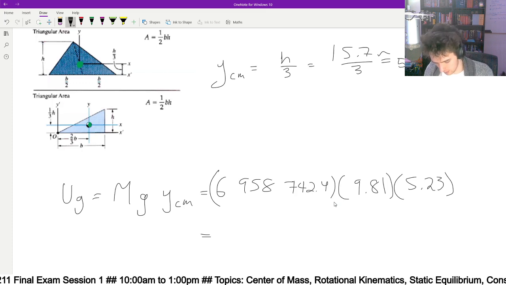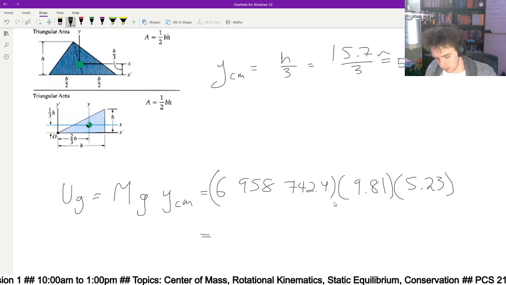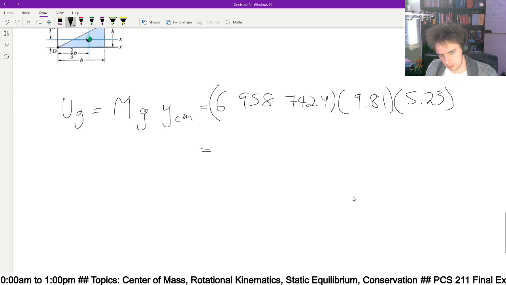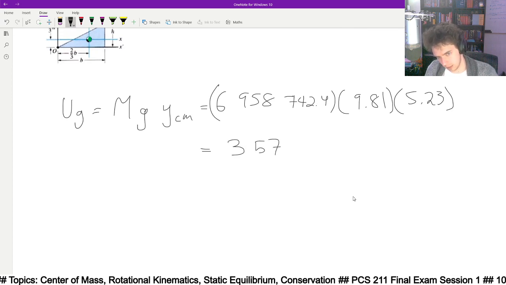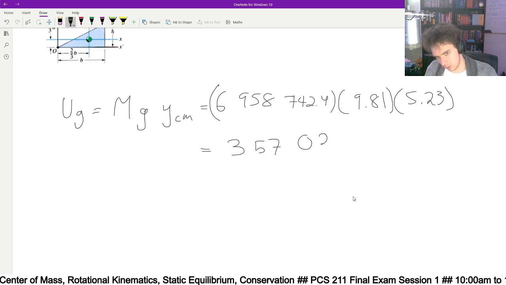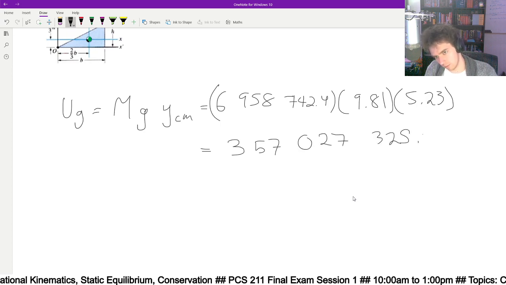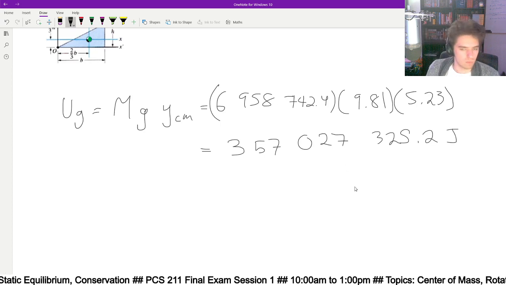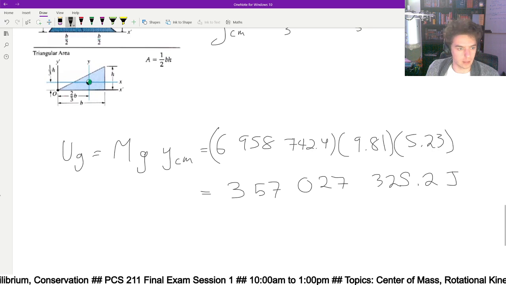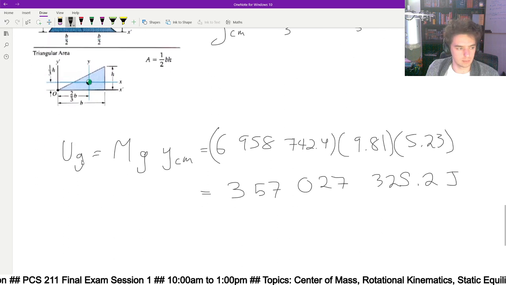6,958,742.4 times 9.81 times 5.23. So I got 357,027,325.2 joules. And that would be the work done, I guess, because that's how much the potential energy was raised by.